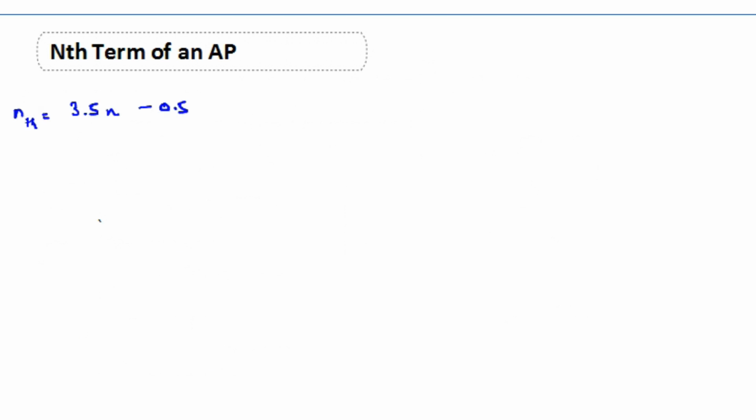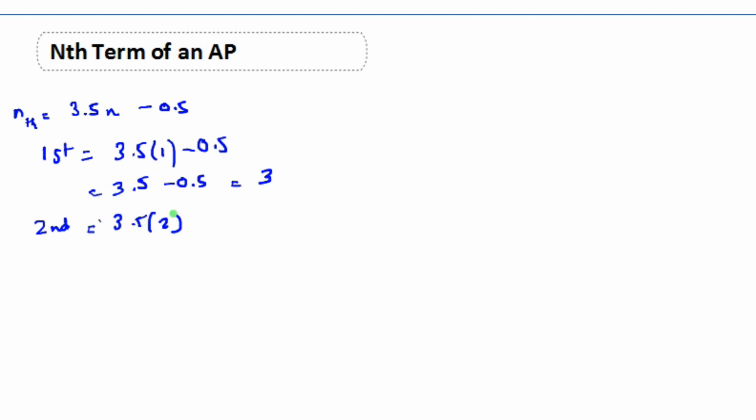And the last question for today, which is a very simple question, is: if the nth term of a sequence is 3.5n minus 0.5, write the sequence. So let's take the first term. The first term would be 3.5 times 1 minus 0.5, which is 3.5 minus 0.5, which is equal to 3. That's the first term. The second term would be 3.5 times 2 minus 0.5, or 7 minus 0.5, which will be 6.5.